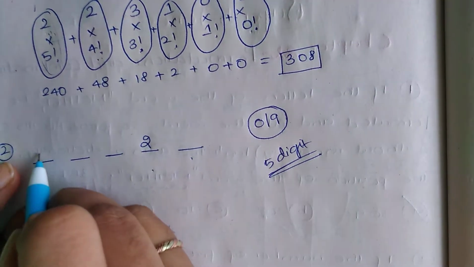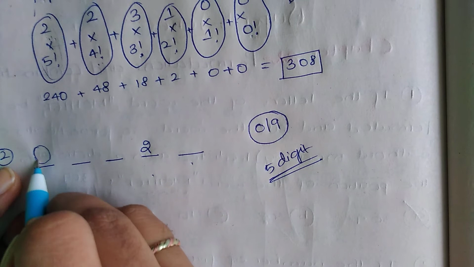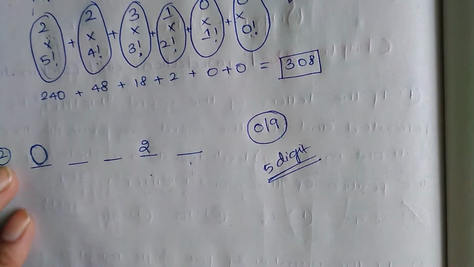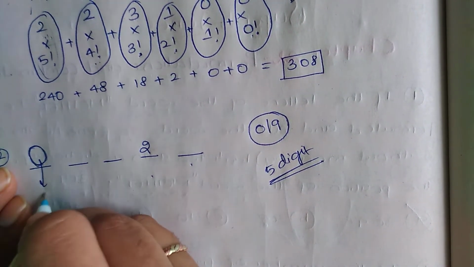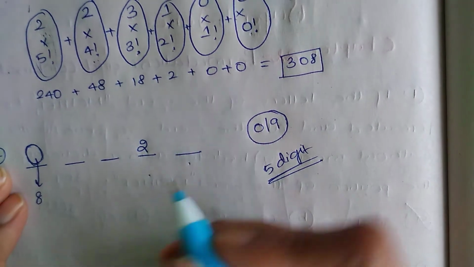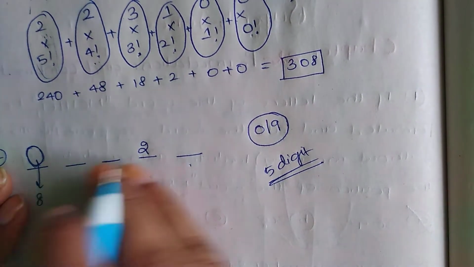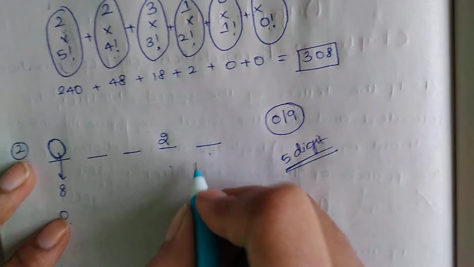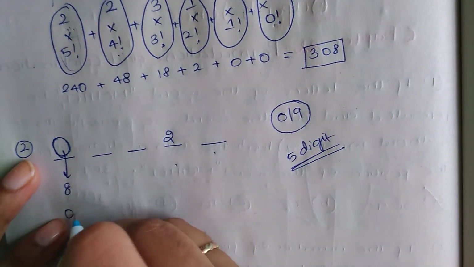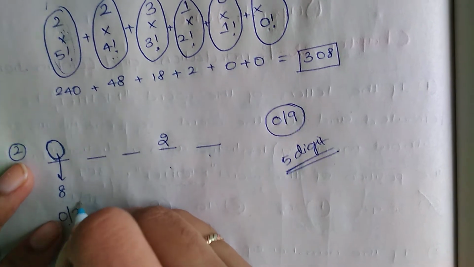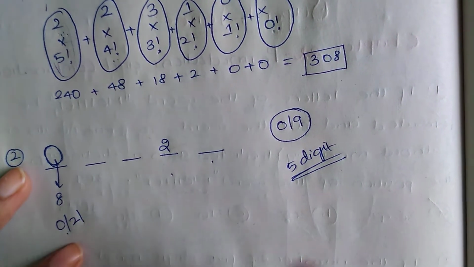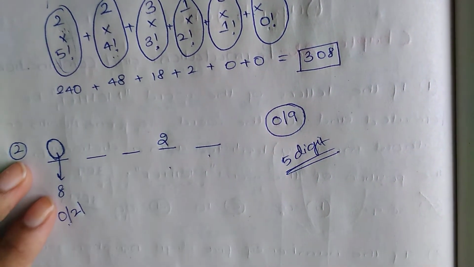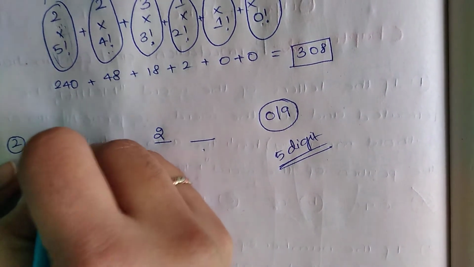How many possibilities are there for the first place? Only 8 possibilities, right? Why? It's a distinct number, so no numbers should be repeated. 0 can't come here. If 0 comes, it becomes a 4-digit number. Yes or no? 0 can't come here. 2 also can't come here. Then how many numbers are left? 8. Yes, suppose we assume this as x.